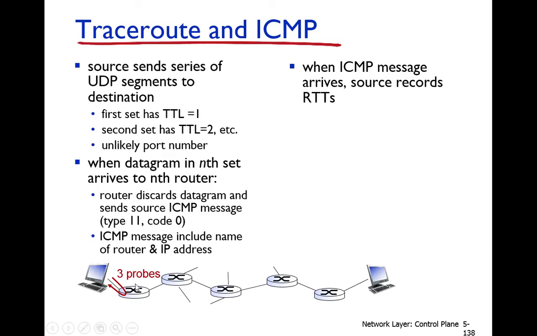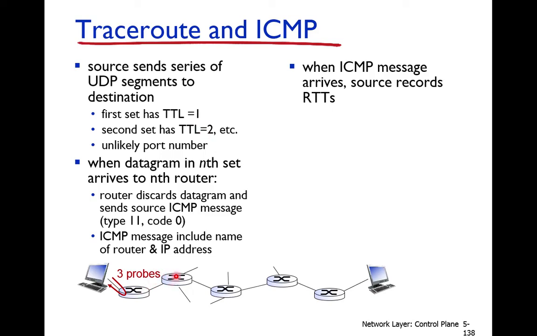After this, the source machine sends another message, the second message, but in the second message the TTL value is equal to 2. The message is sent from here to here. When the message is received here, this router will forward it, but before forwarding, the TTL will be decremented. So the TTL is 2, so it will become 1. So the message is forwarded to here.